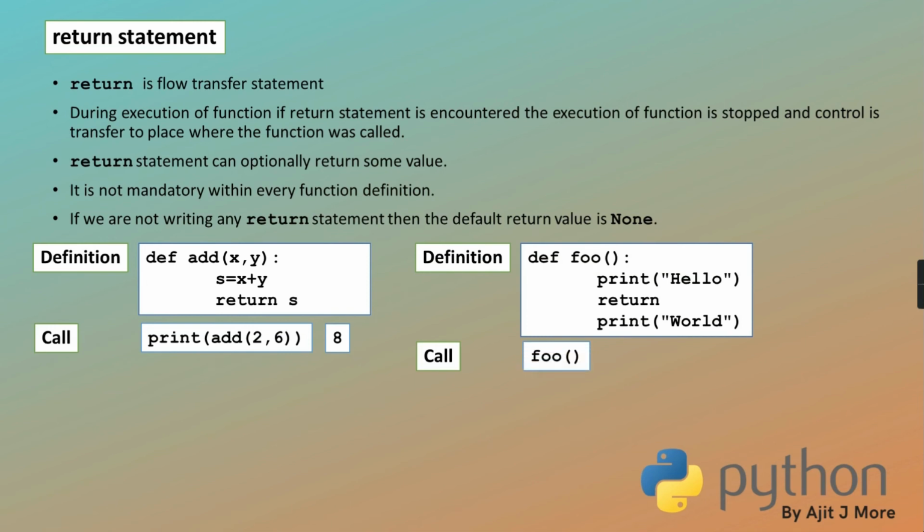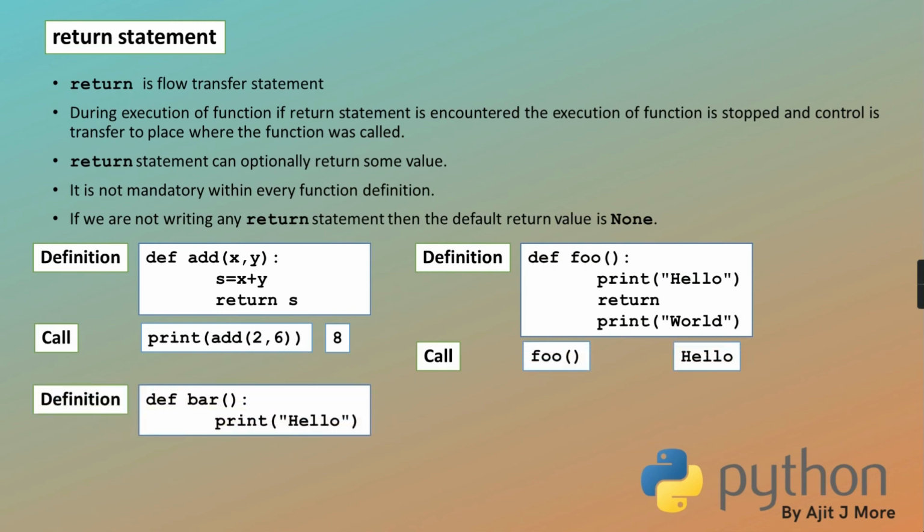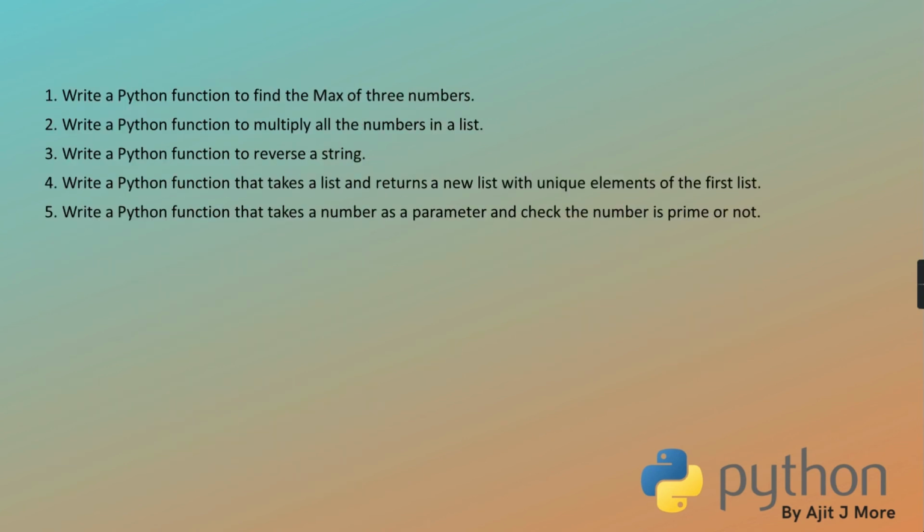Okay, coming back, the last discussion: if there is no return statement. I have written def bar, print hello. Now I'm calling the bar function, but I'm checking also what it is returning. So print bar. Bar will do its work of printing hello, but by default it returns None. That will be displayed. Okay? So till here, whatever I told, I hope it is clear.